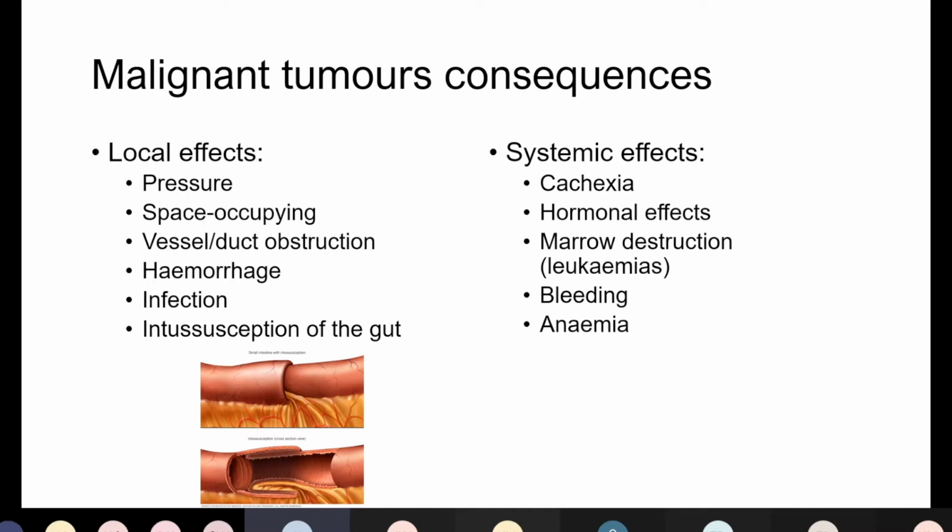There's also intussusception of the gut, which is a condition in which part of the intestines slides into an adjacent part. And this can occur in young children, often due to unknown cause, but if it occurs in adults, it's normally due to a tumour. And systemic effects include cachexia, so wasting, hormonal effects, and also marrow destruction for leukemias and bleeding and anemia.